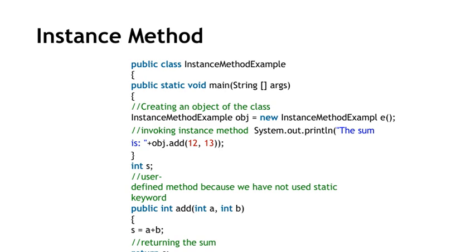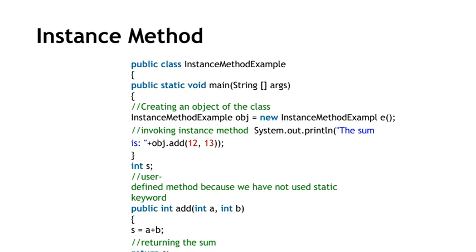Next, to invoke the instance method, which in this case is add, we use the object we just created, obj.add(12, 13). This is a key point. Since add is not static, we need an object to call it. When we do that, it calculates the sum of the two numbers, 12 and 13, and then prints out the result with System.out.println.